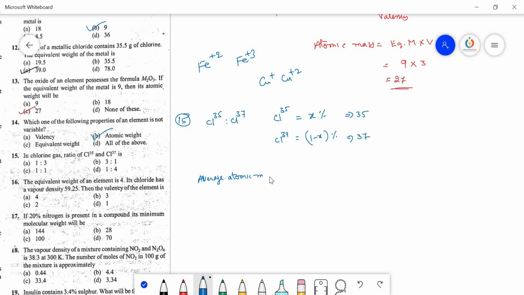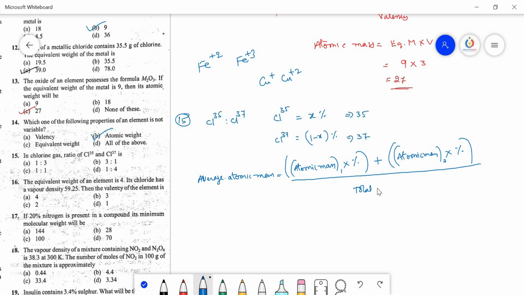Average atomic mass formula: atomic mass of the first isotope into its percentage, plus atomic mass of the second isotope into its percentage, divided by total percentage. Average atomic mass of chlorine is 35.5, that we know.